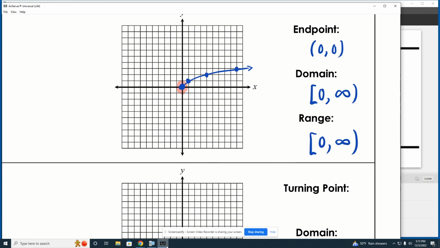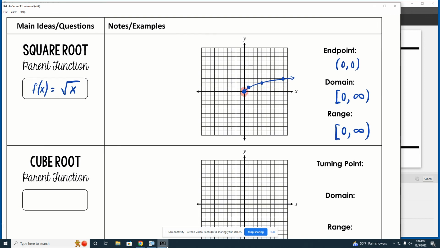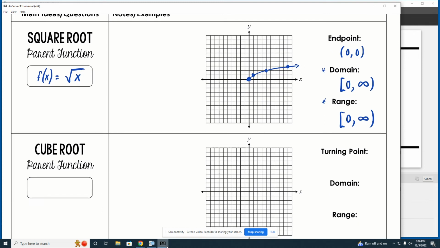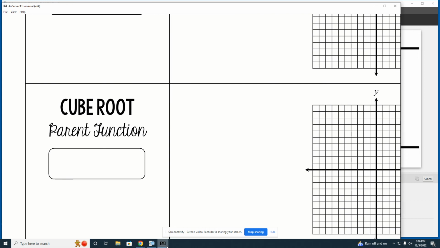Any change will cause your domain and range possibly to change. It might go the opposite direction. Okay, we're going to look at some different changes that will occur that will cause our endpoint to change. It will cause our domain and our range to change. But I want you to notice something. When it comes to square root functions, your domain and your range are limited. Okay? They are limited.